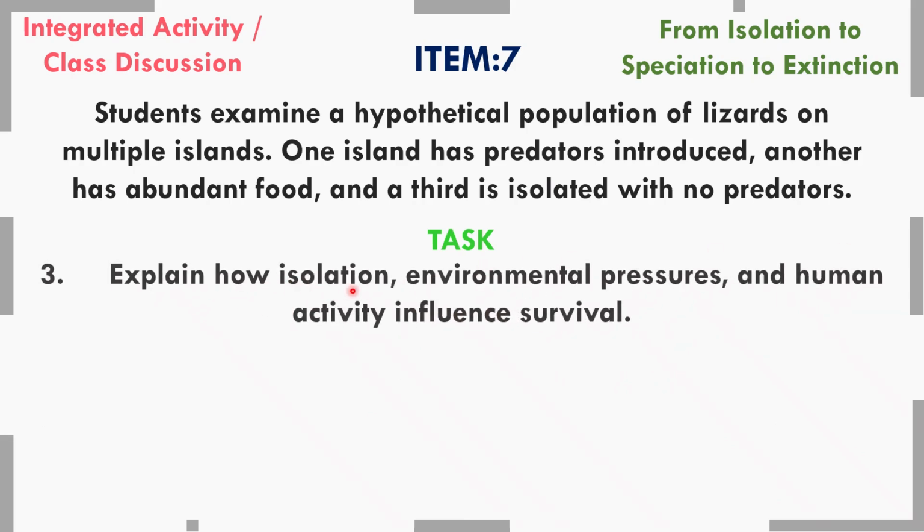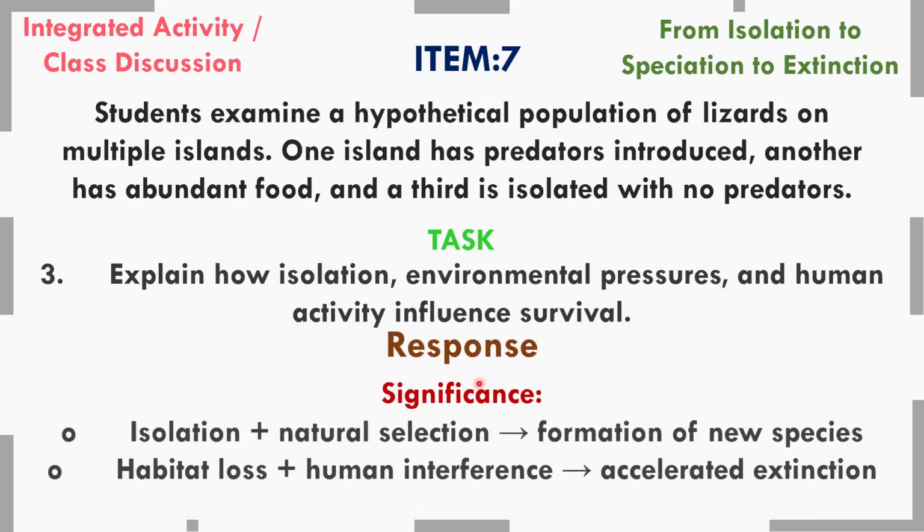Explain how isolation, environmental pressures, and human activity influence survival. Significance: isolation, like natural selection, leads to the formation of new species. Habitat loss and human interference accelerate extinction.